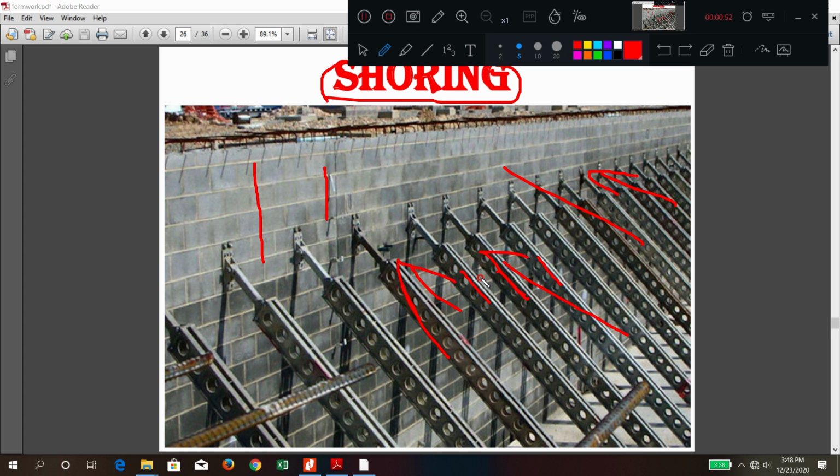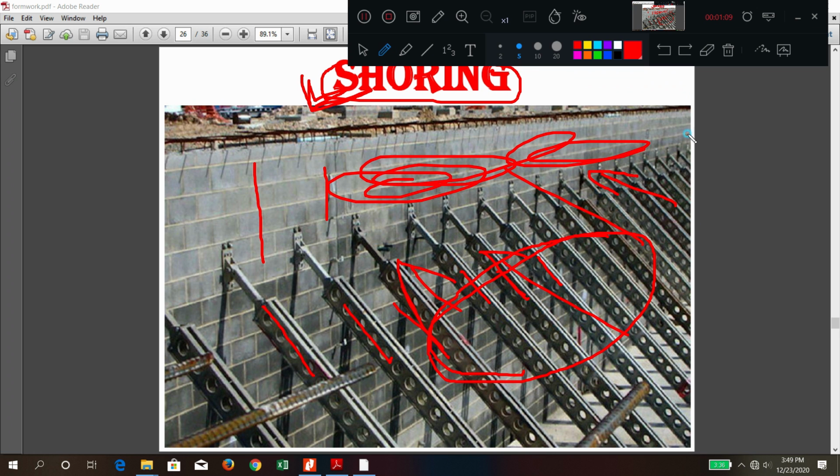This type of support to an already existing structure is called shoring. These are called shorings. Whatever the members are, they support the existing structure. Structures that support the existing structure are called shoring.